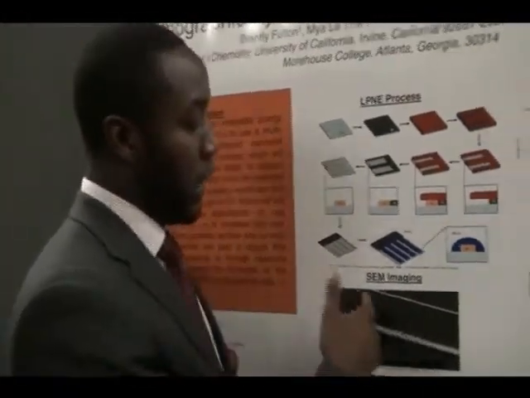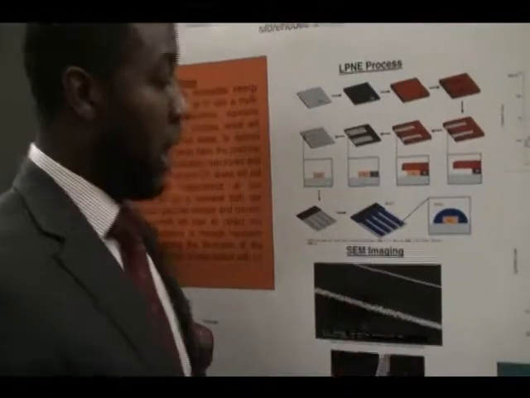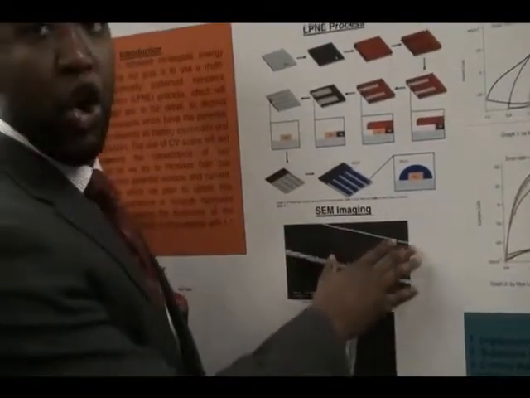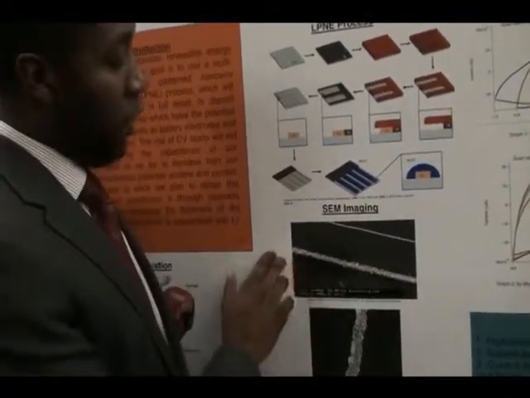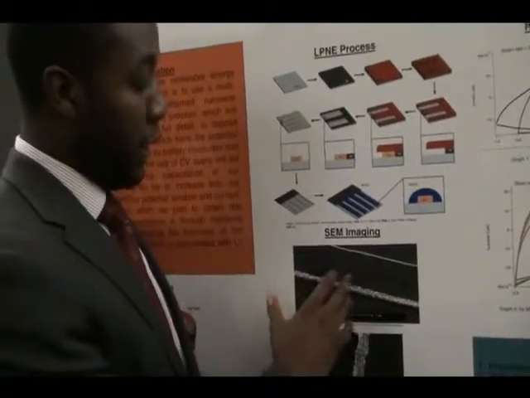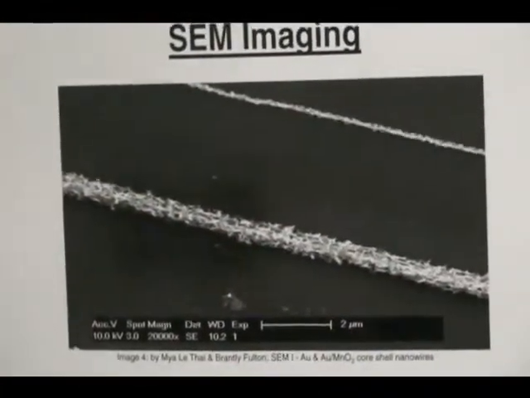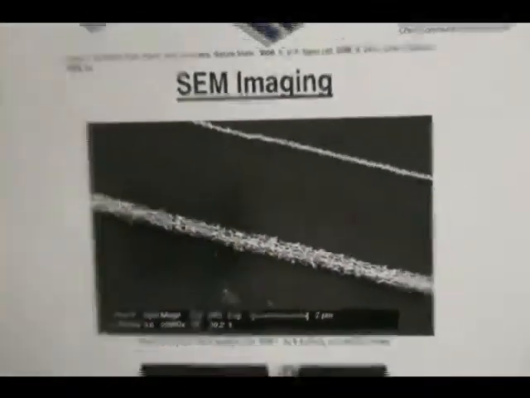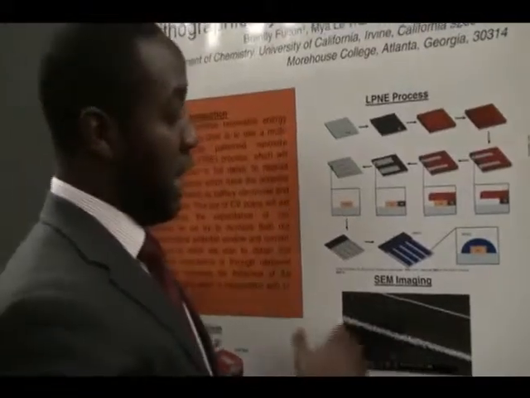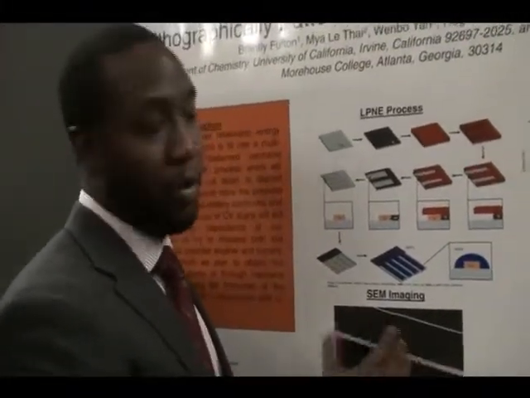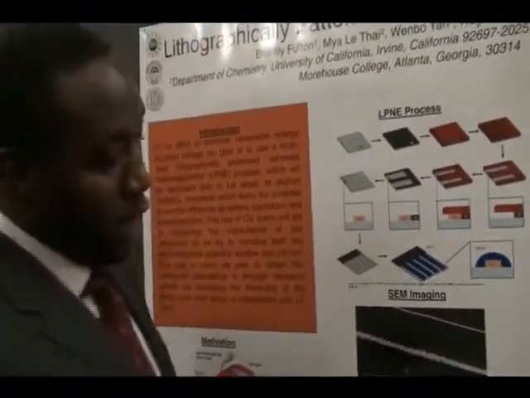So here we can look at some of our SEM imaging, and here we have just a plain gold nanowire, and here we have a gold nanowire with the manganese dioxide core shell layer over it. So the regular gold nanowire is approximately 127 or so nanometers, and then with the manganese dioxide layer, it's approximately 200 nanometers. And here's just a closer look at the manganese dioxide wire.